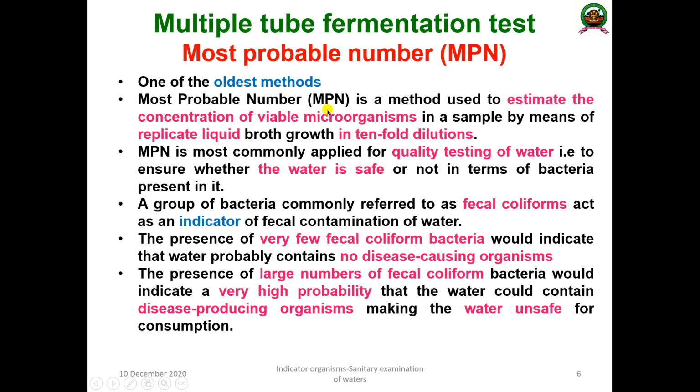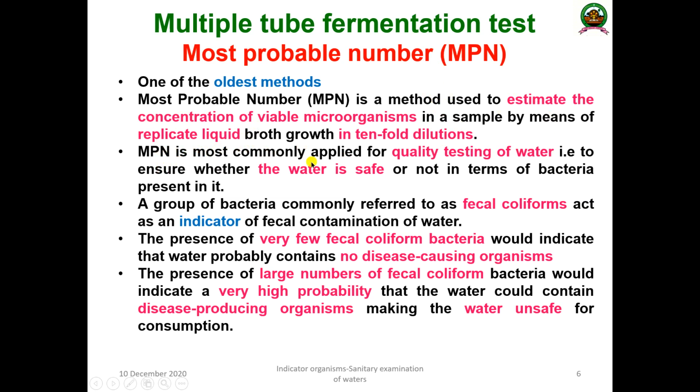Most probable number is a method used to estimate the concentration of viable microorganisms in a sample by means of replicated liquid broth growth in tenfold dilution. I know that you did not understand much, so I will explain. It estimates the concentration of viable microorganisms. Viable means living. How many viable or living microorganisms are present in the water sample, by means of a replicate liquid sample.